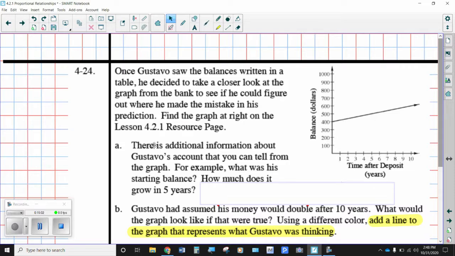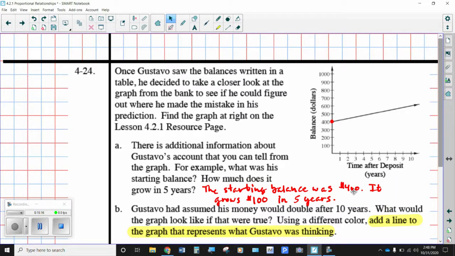So let's just read through this problem. There is additional information about Gustavo's account. For example, what was his starting balance? What does it look like? Right here. How much did grandma put in year zero? That would have been $400, right? And we know that it grows 100 in 5 years because of this. In year 5, it went to $500. And so how much do we expect it to be in year 10? We expect it to go up to $600.